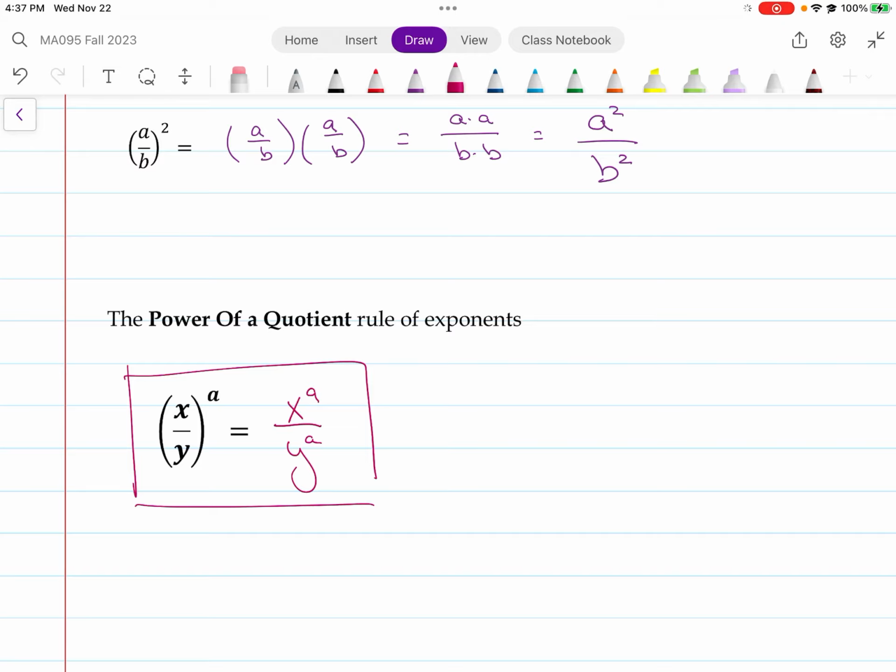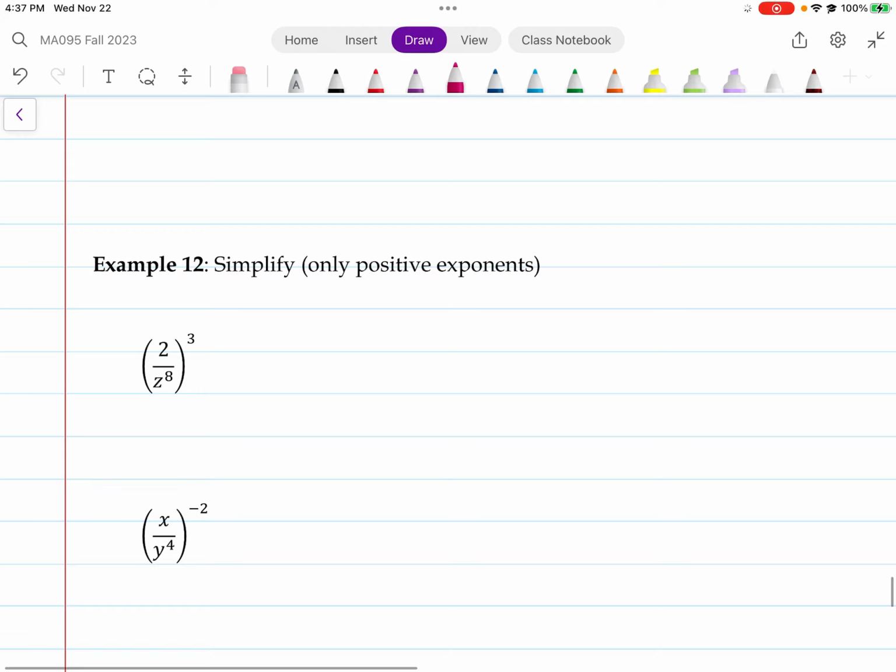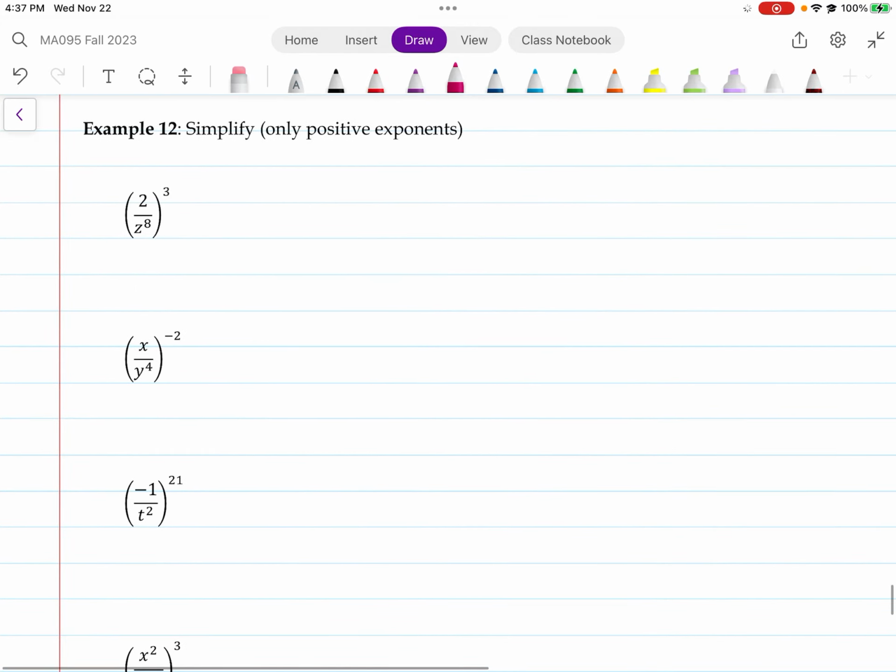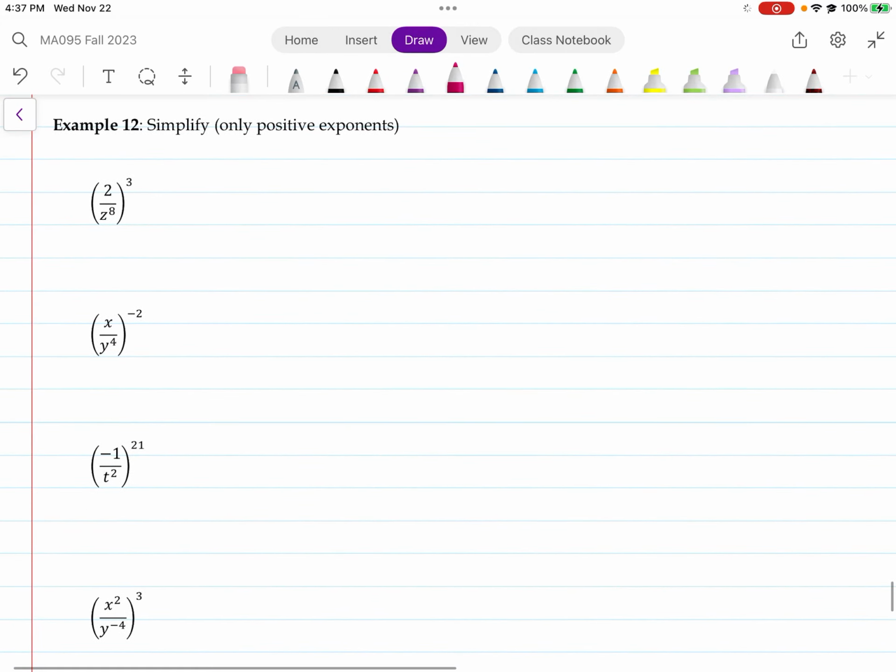All right, so let's try some examples here. These are all starting to combine the different rules. So more examples, because there's more things to think about here. So try all of those, or a little at a time if you'd like.